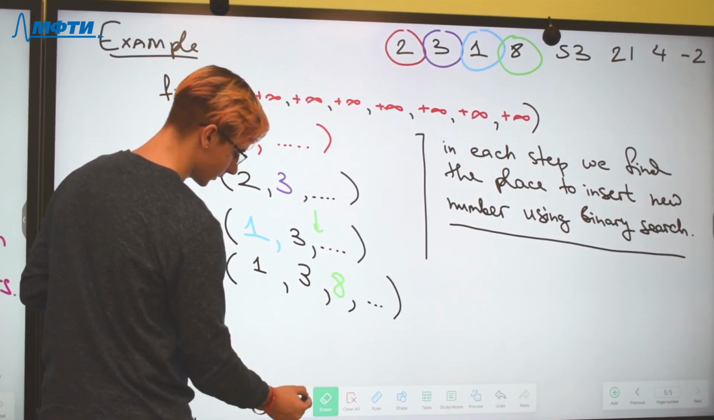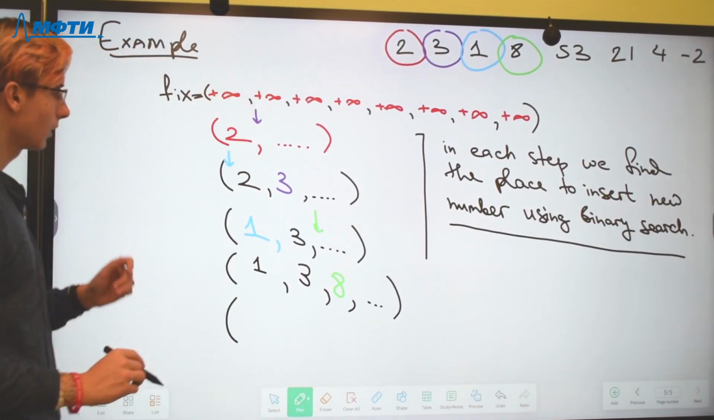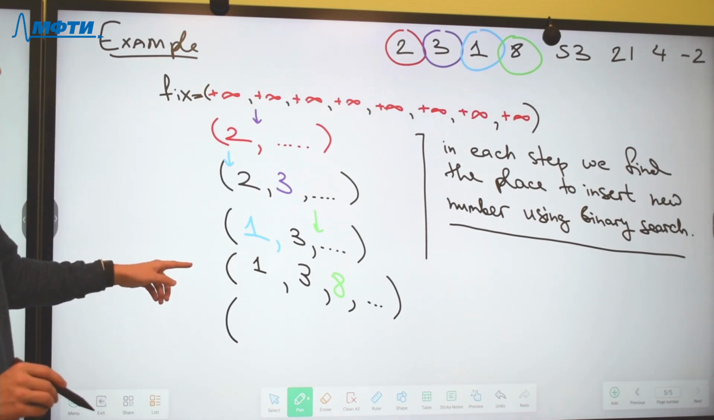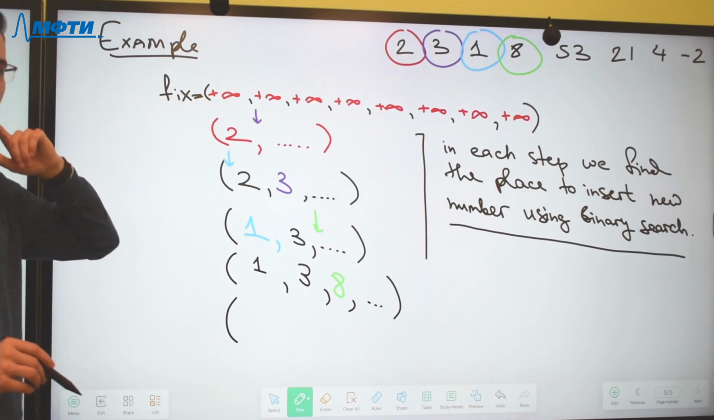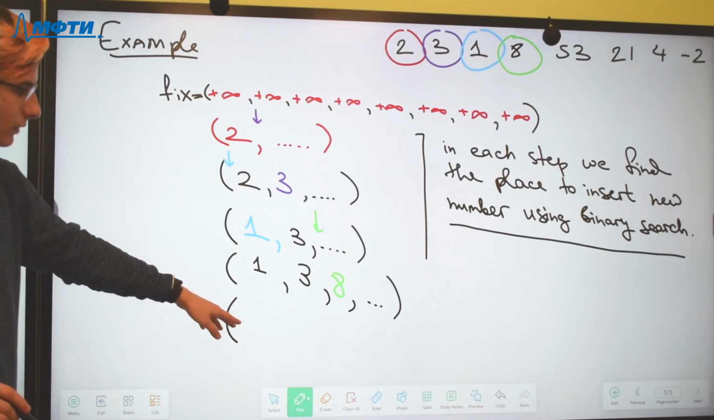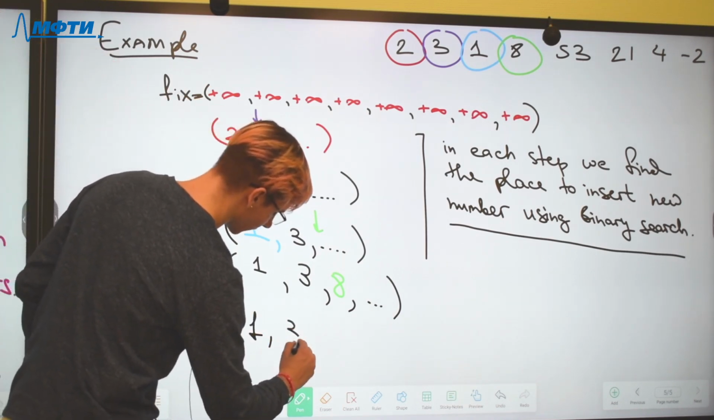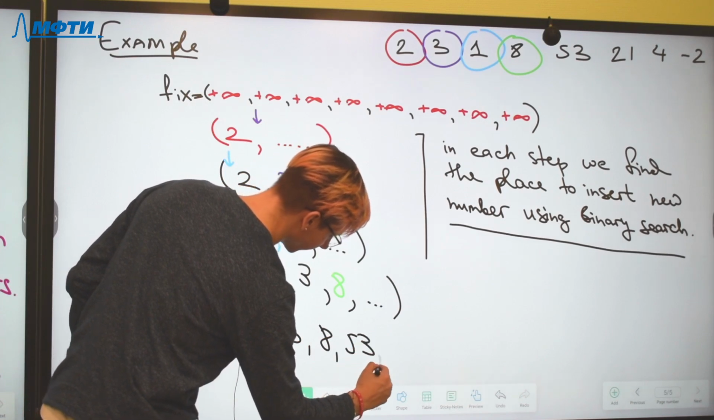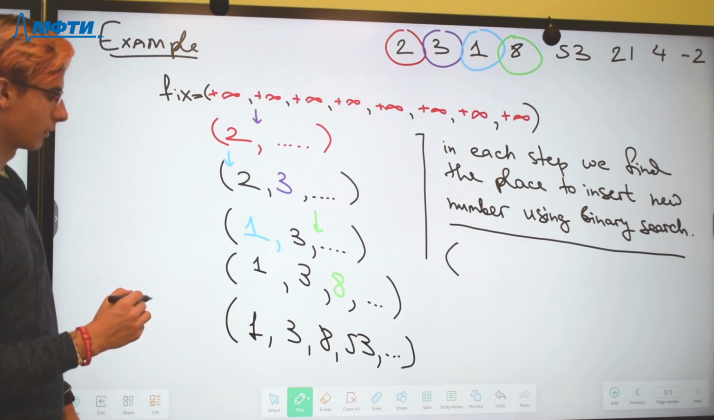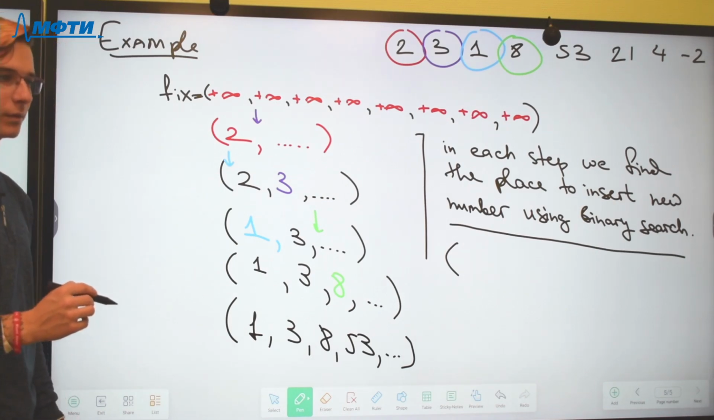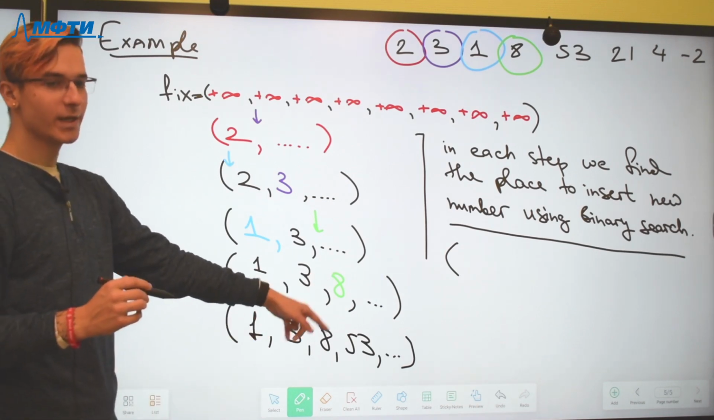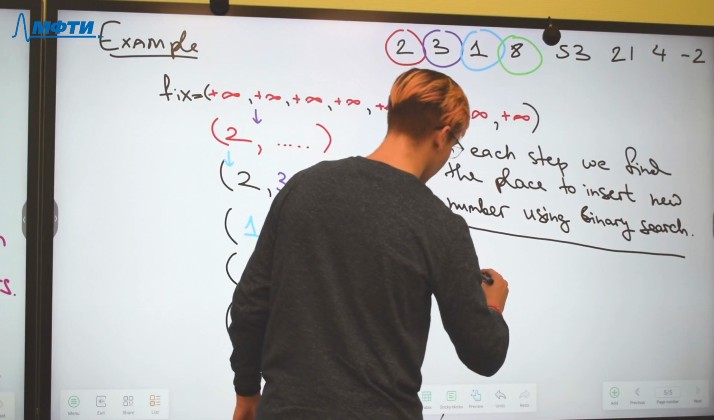Let's try to understand what will be in the array after the next step. Here, what is the next? 1, 3, 8. Nice. Okay, next step. We add 21. Where? After 8. No, we change 8 to 21.